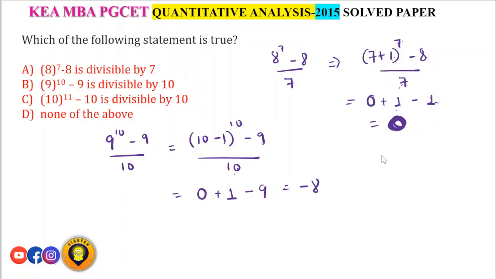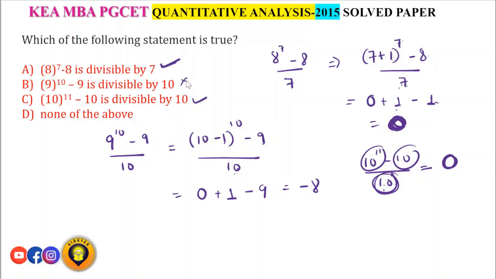Now, 10 power 11 minus 10 is divisible by 10. Obviously, 10 power any number is divisible by 10, and 10 is also divisible by 10, so you will get the remainder 0 directly. So this is also divisible, both are divisible. That means here two statements are true, and this one is wrong.